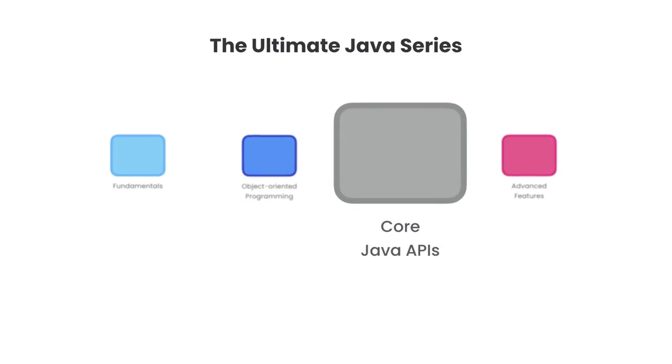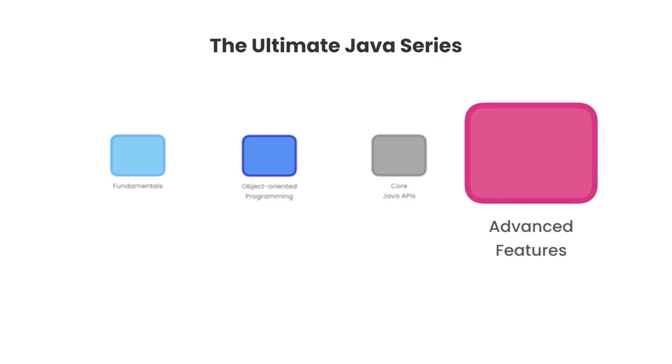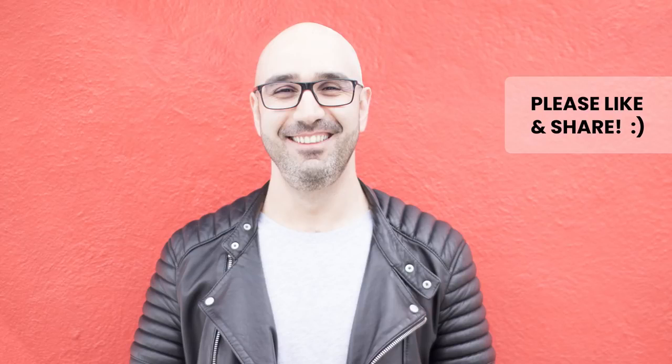In the third part, we're going to talk about core Java APIs, or application programming interfaces. You'll learn about many of the useful classes in the standard Java library. And finally, in the last part, we'll be looking at the advanced features in Java, such as streams, threads, database programming, and so on. So I hope you're going to join me on this journey and master Java, the most popular programming language behind millions of apps and websites.